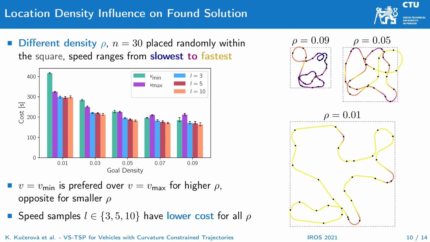It can be seen that for the highest density, the minimum turning radius is used the most, as high maneuverability is preferable. For low densities, on the other hand, the vehicle uses the maximum speed for the majority of the tour, as the locations are mutually distant. The results support that using different radii can be beneficial, even if we do not know the instance beforehand.